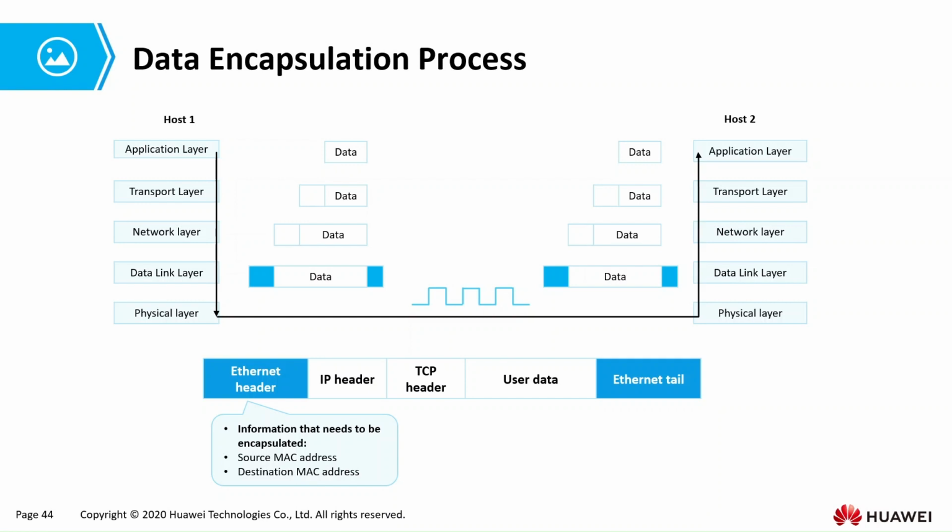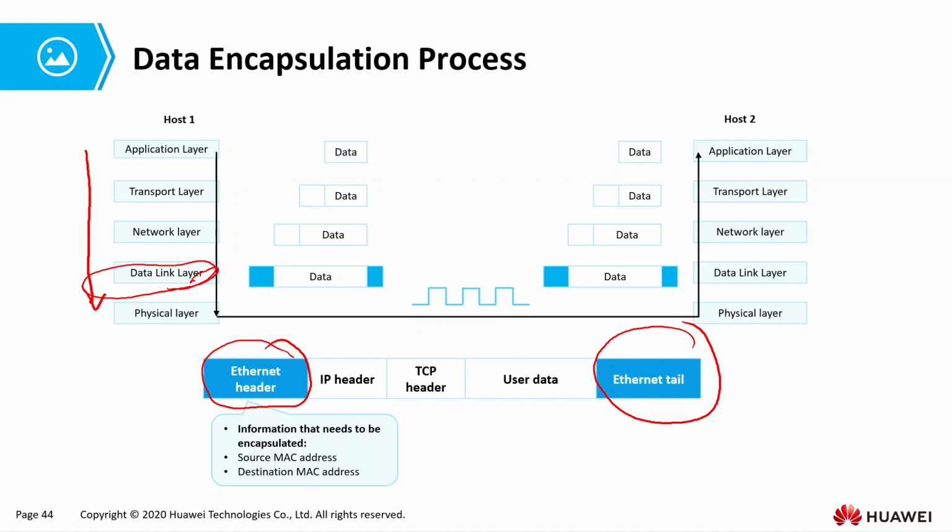Okay, when you are moving down from the upper layer to the lower layer, you will do the encapsulation. So now you move to the data link layer. You will do encapsulation with the extra Ethernet header and also the Ethernet trailer. Okay, the IP header is under layer 3. The TCP header is under layer 4. Okay, but we call them different names, PDU.